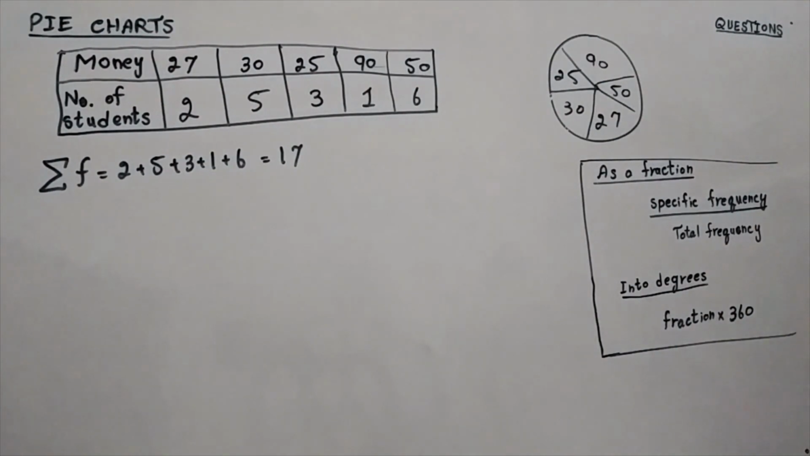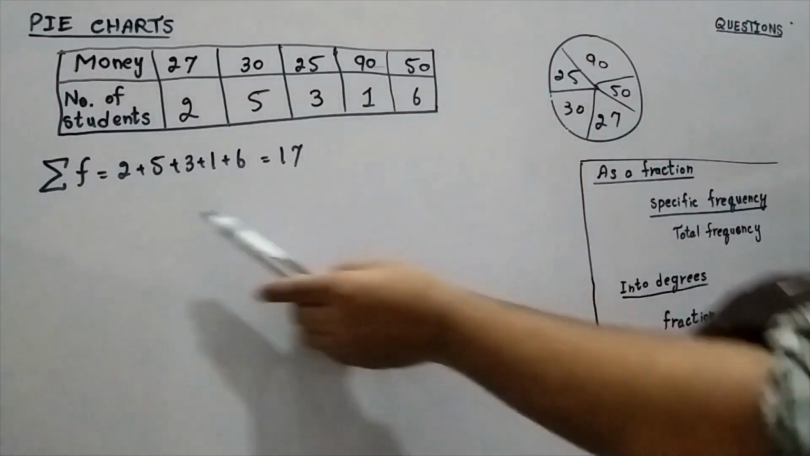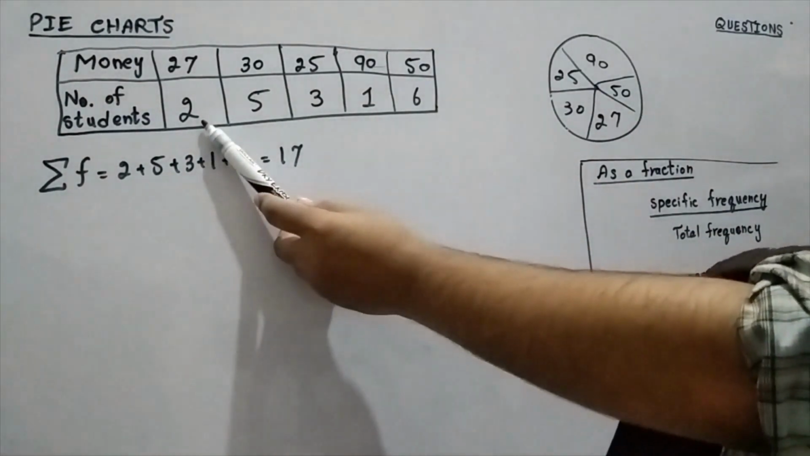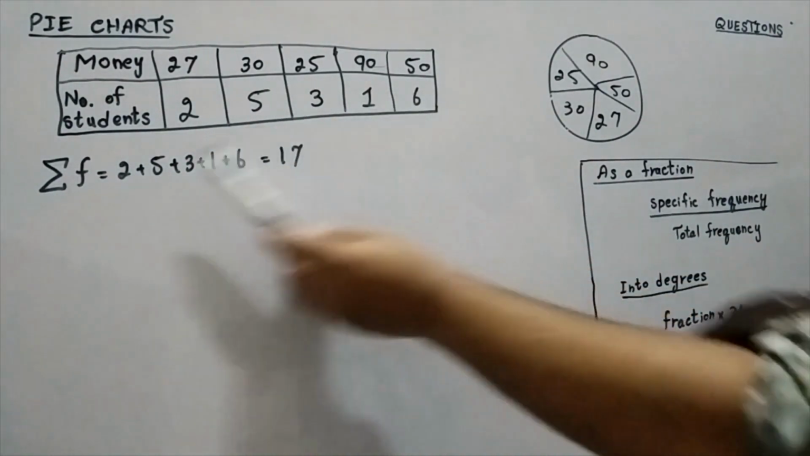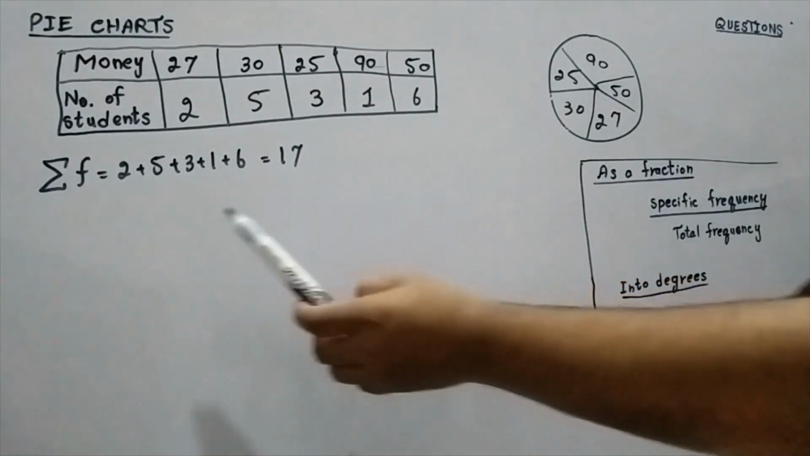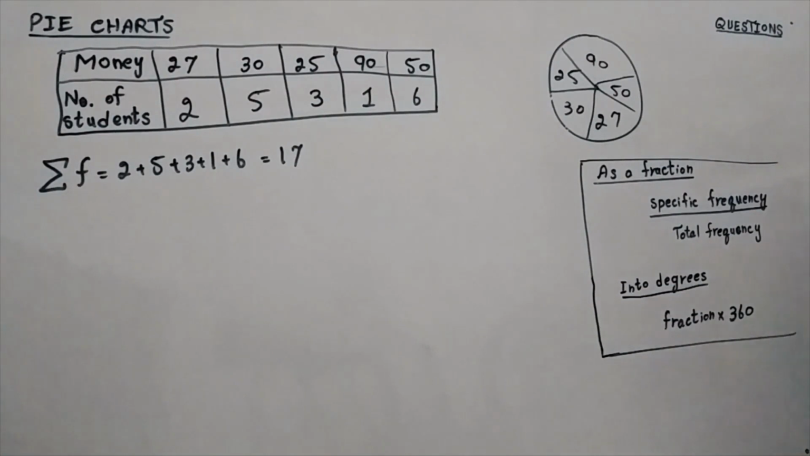So what we will do first of all is take the sum of all the frequencies. It means that we will calculate the total number of students that were surveyed. We will add 2, 5, 3, 1 and 6. It is called sigma f, or we can say the sum of all the frequencies, which is equal to 17.